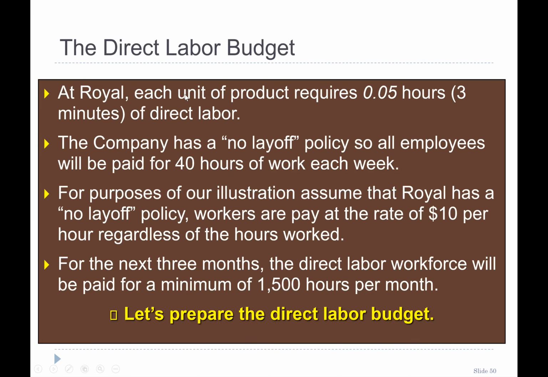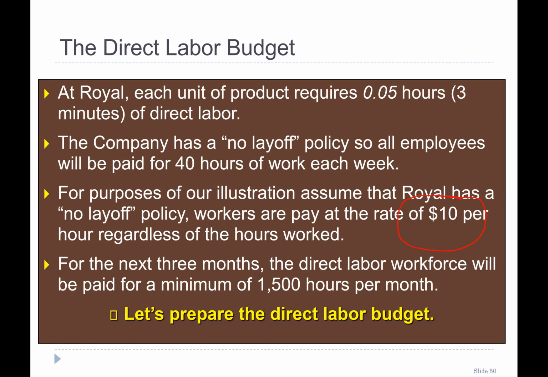At Royal, each unit of product requires 0.05 hours, which means 3 minutes of direct labor hours. So you multiply the units of product with 0.05 hours, and you will find the direct labor hours. Then you just multiply direct labor hours with the per hour rate, which is $10. It's just written here.